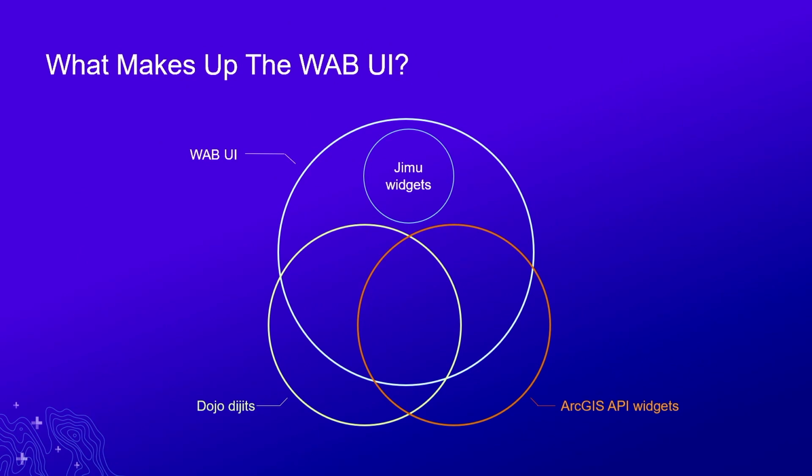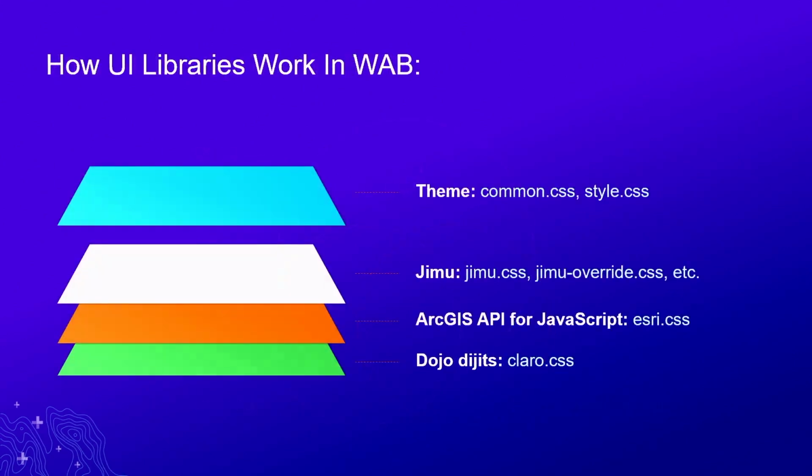Now, when we look at Web AppBuilder from a UI standpoint, the UI is made up of several different components. At the very least, we inherit from Dojo Dijits, and then the JavaScript API, and then the Web UI, and then GMU widgets on there. To give you a little more detail on how this works, going from top to bottom, these are how our libraries work in Web AppBuilder. At the very bottom, you have your Dojo Dijits.